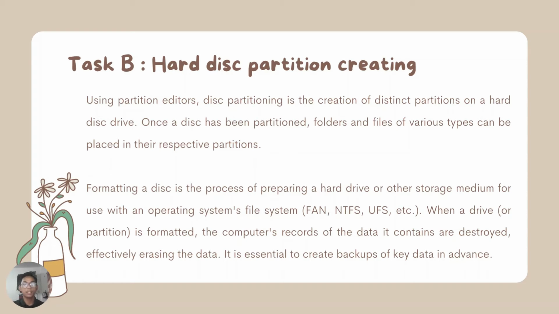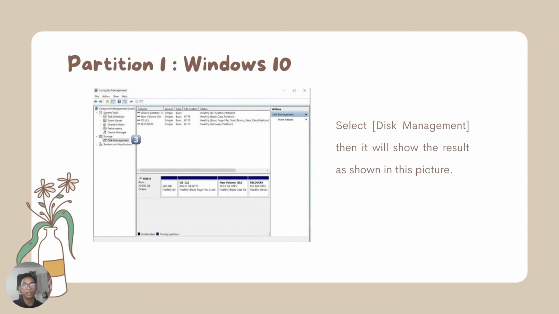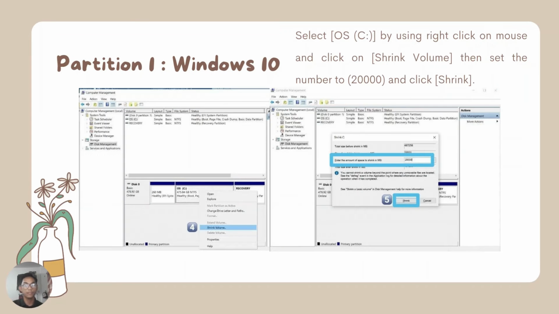Using partition editors, disk partitioning is the creation of distinct partitions on a hard disk drive. Once this has been partitioned, folders and files of various types can be placed in their respective partitions. And for partition 1, Windows 10, we select This PC by using right click on the mouse and click on Manage. And then select Disk Management, then it will show the result as shown in this picture.